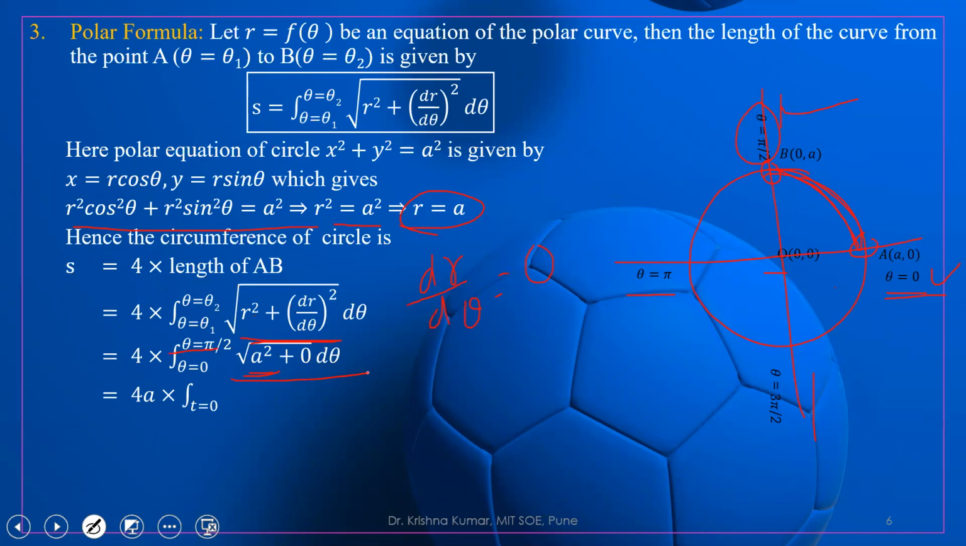So 4 times the integral from theta equal to 0 to theta equal to pi by 2, and a we have taken outside. So it is 4a into d theta. So again, 4 times a into theta from 0 to pi by 2, and we are getting 4a into pi by 2 minus 0. So again, the 2s cancel, and we are getting 2 pi a.